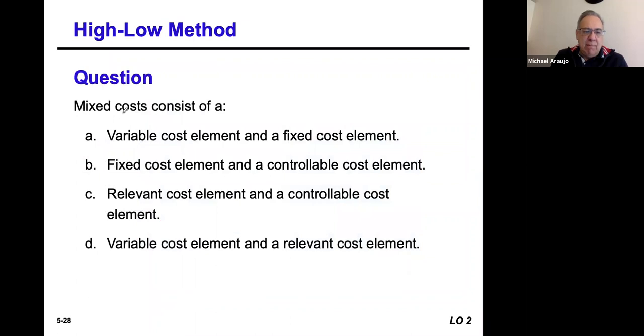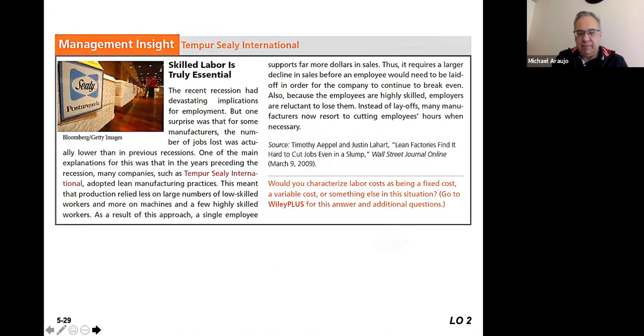Okay. So again, a mixed cost is what? It consists of a variable cost element and a fixed cost element. And the high-low method allows us to break that down and know which one it is. All right. This story is actually pretty nice as well, and worth sort of looking at here.